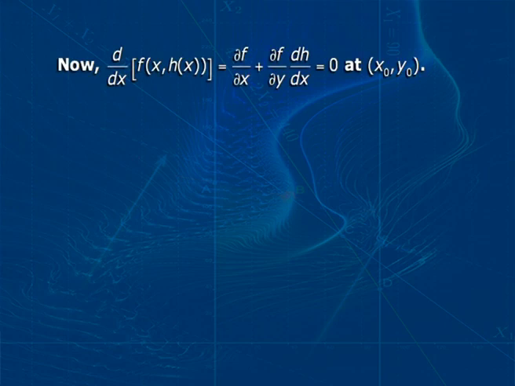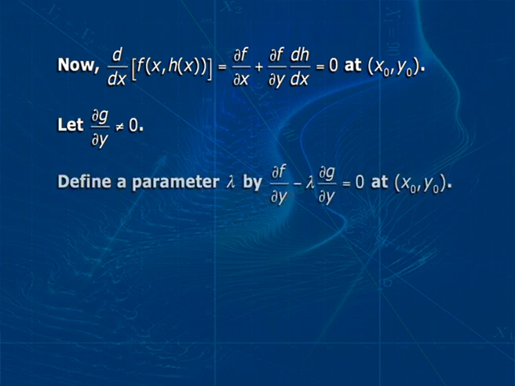Similarly, d by dx of f(x, h(x)) is equal to del f over del x plus del f over del y into dh by dx, equal to 0 at (x0, y0). Let del g over del y not be equal to 0. Define a parameter lambda by del f over del y minus lambda del g over del y equal to 0 at (x0, y0).